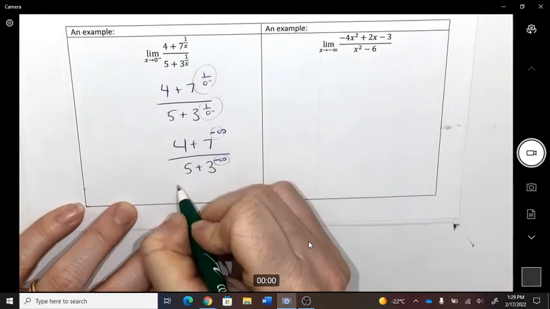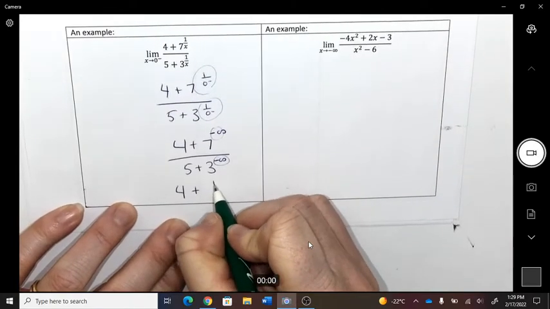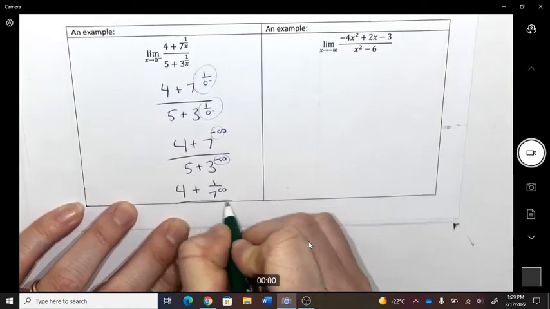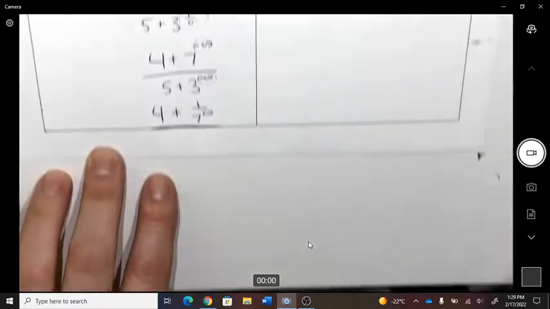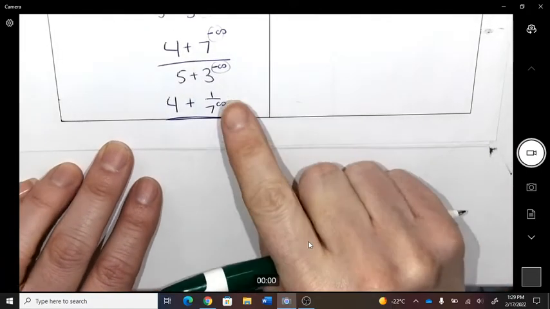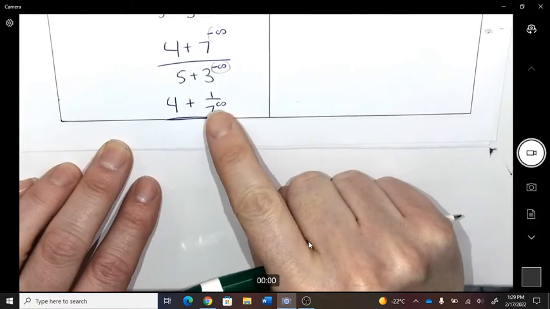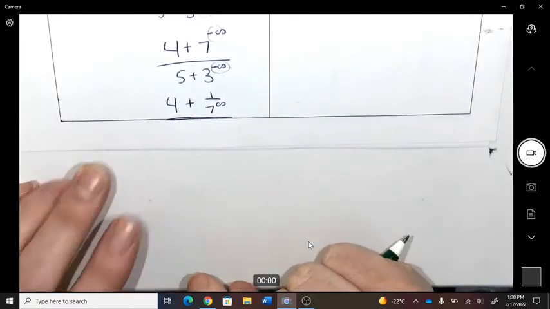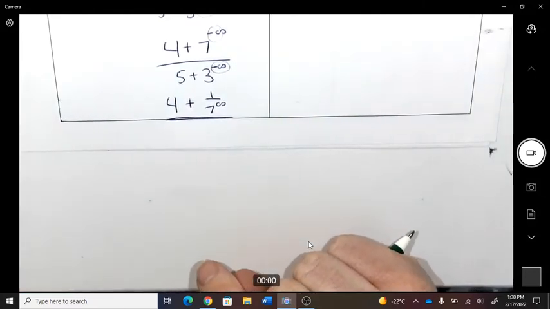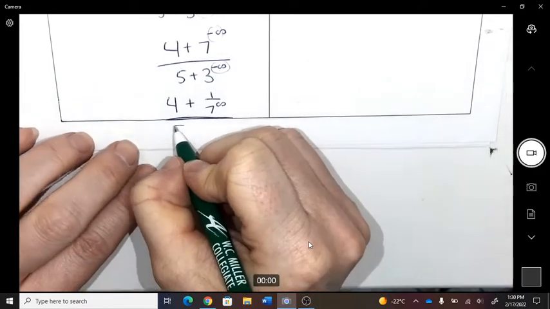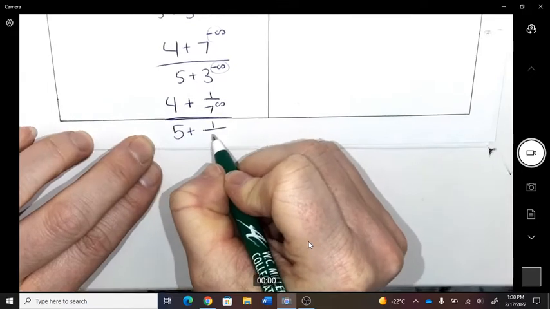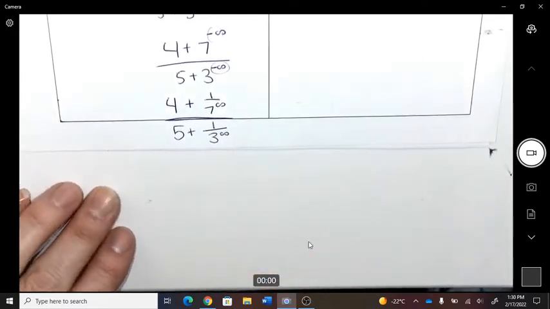Okay, now I'm going to change that. So 7 to the negative infinity. Are you okay if I change it to 1 over 7 to the infinite? Because the negative exponent, I'm just moving it to the bottom. And same idea there.